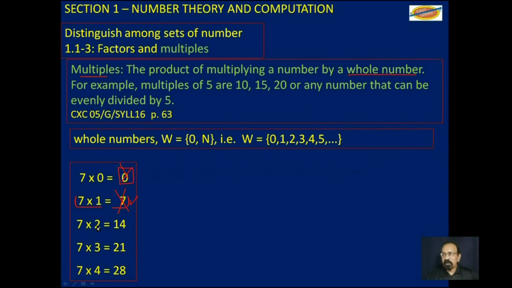Now, if you multiply 7 by 2 and you get 14, in that 14, you have 7 plus 7. And if you multiply 7 by 3, you get 21. In that 21, you have 3 7s, 7 plus 7 plus 7. So you have a multiple of 7. And the same thing holds true for multiplying by 4. Now note, 7 multiplied by 0, that 0 is not a multiple.